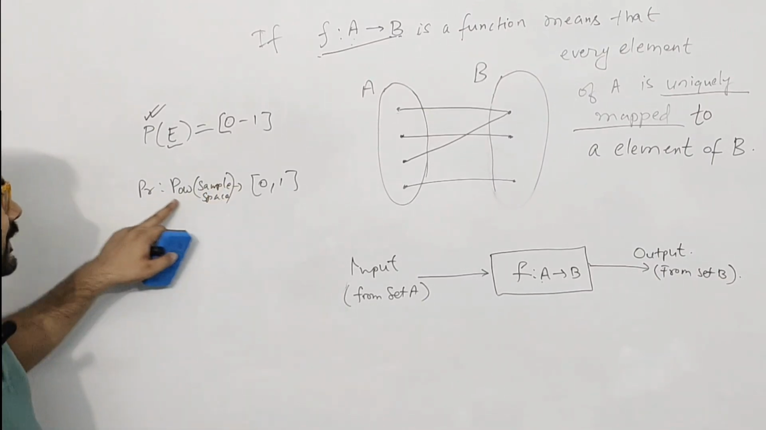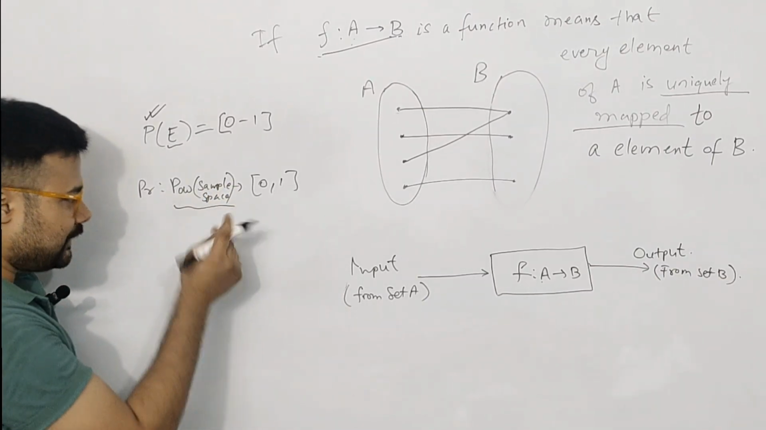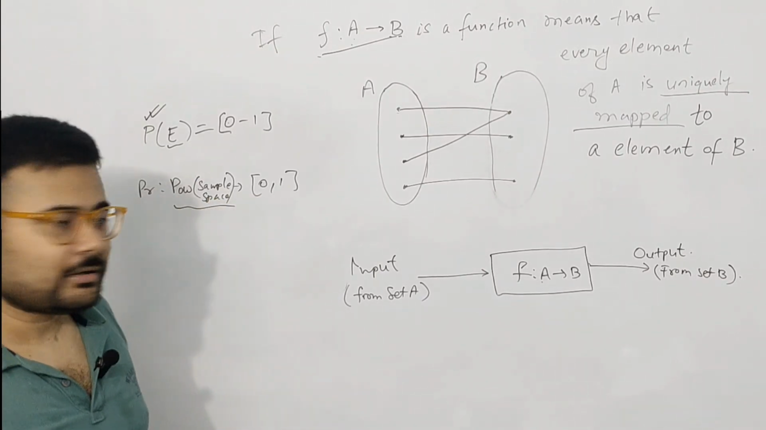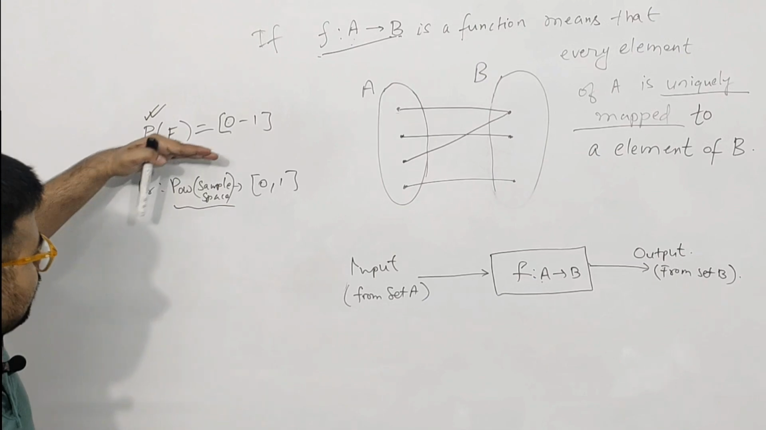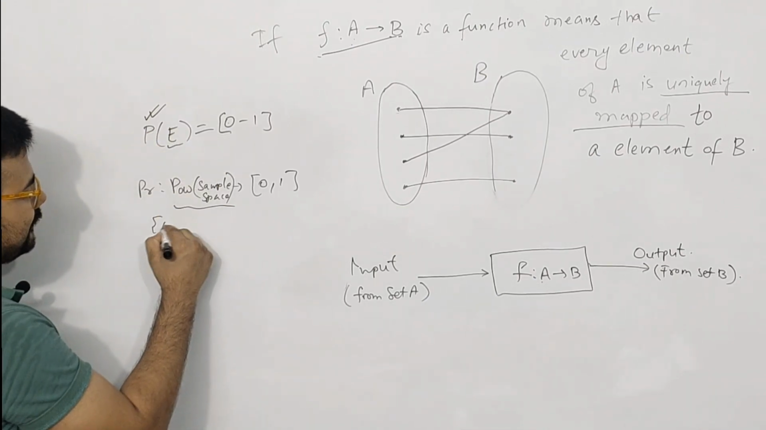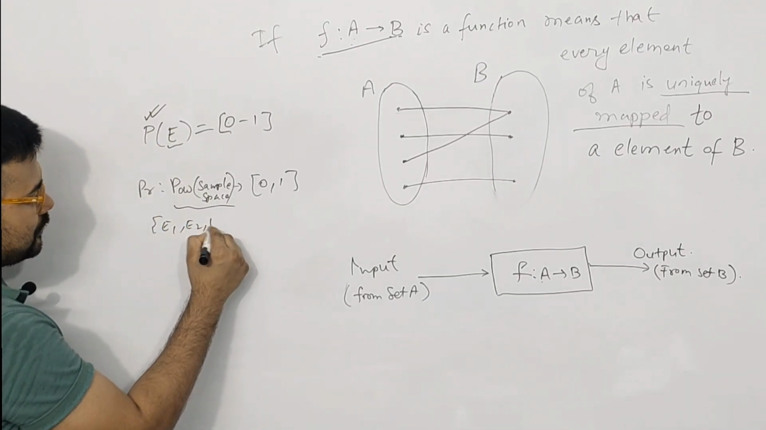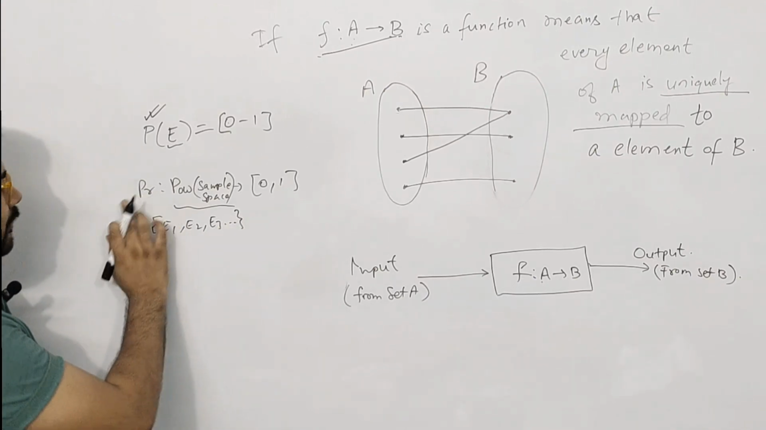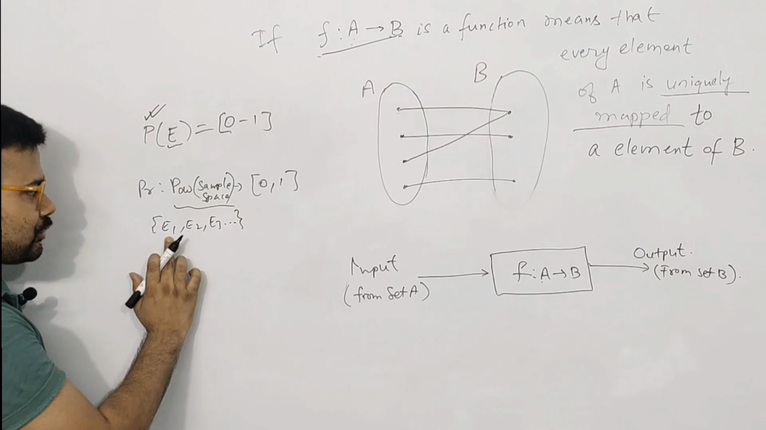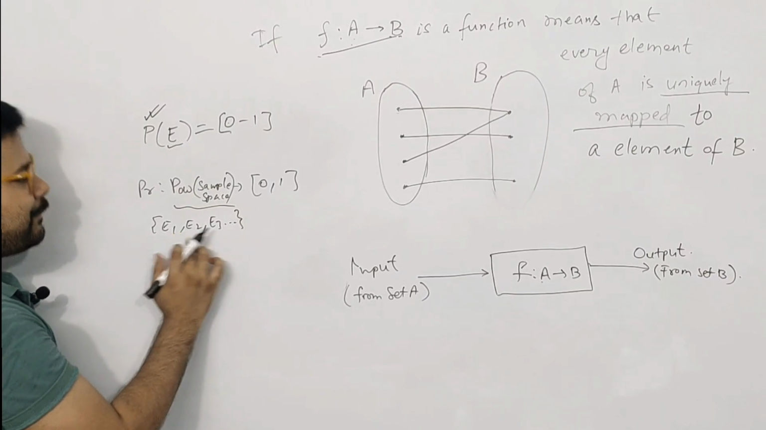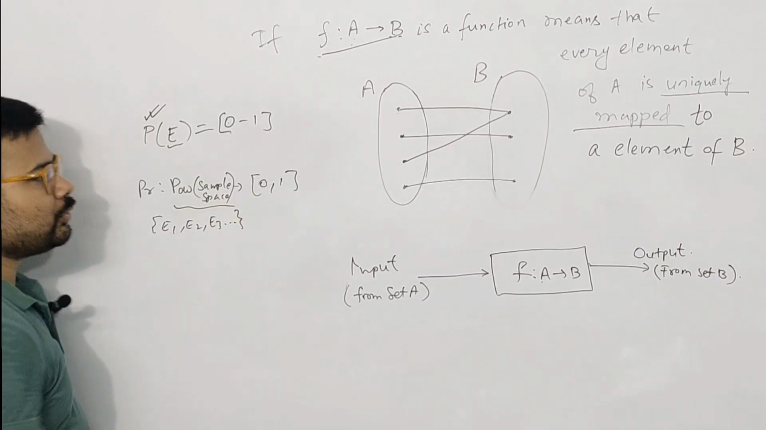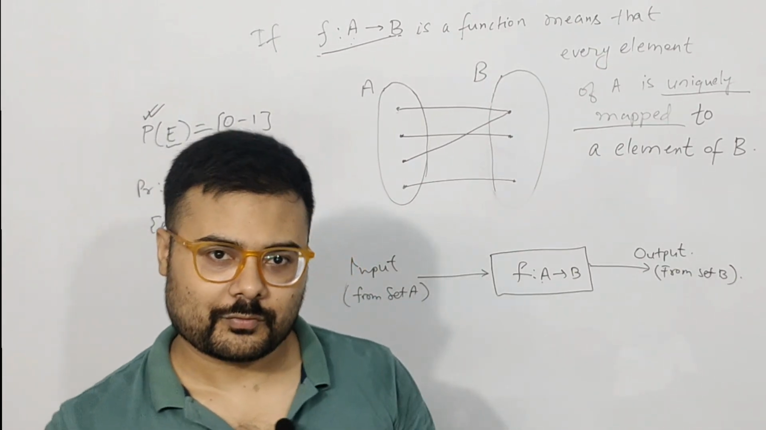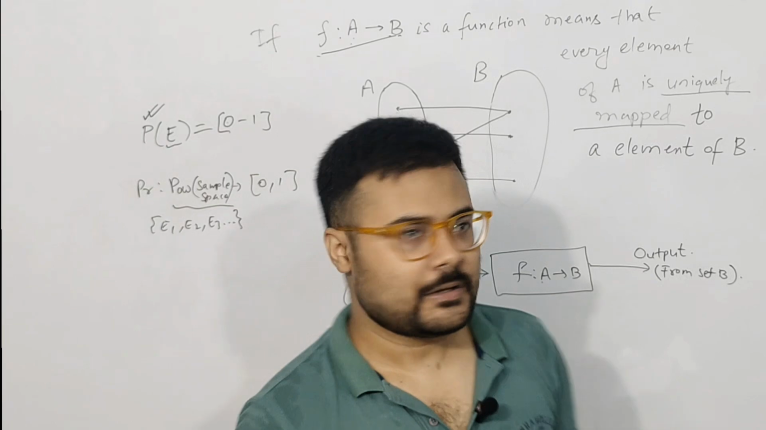So the power set of the sample space is nothing but the set of all events. An individual element of the power set of the sample space is an event. So this is your set: E1, E2, E3, so on, all possible events. Probability is a function that uniquely maps any event to a number from 0 to 1. So this is another area where the concept of a function is used.